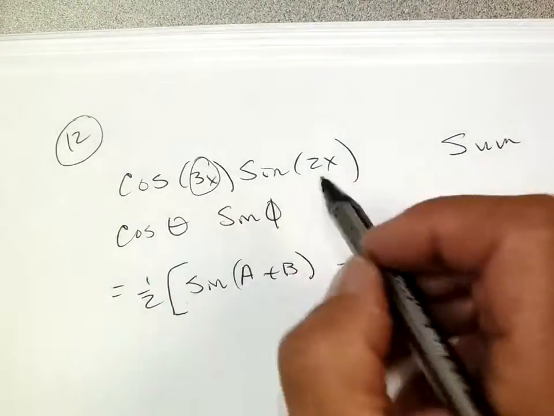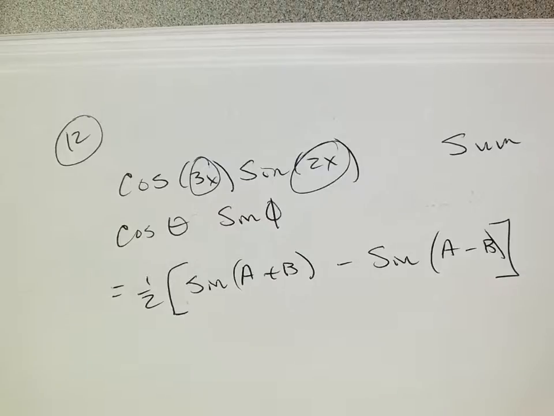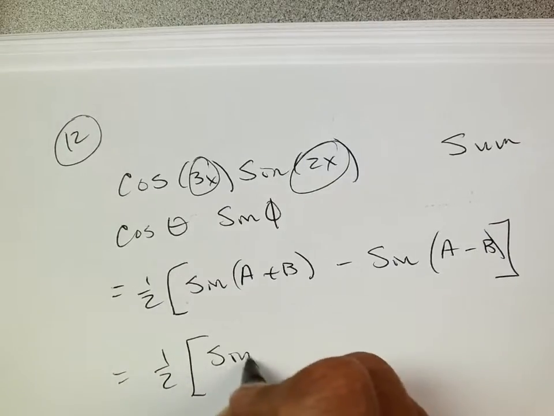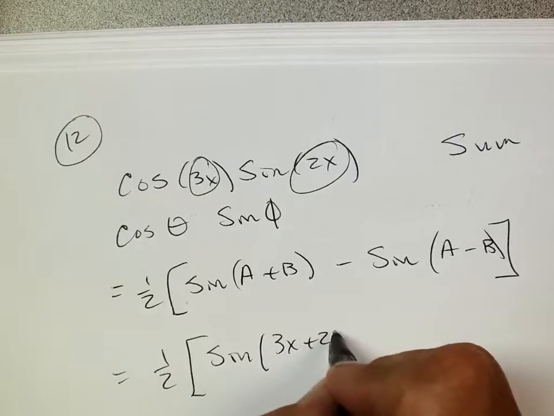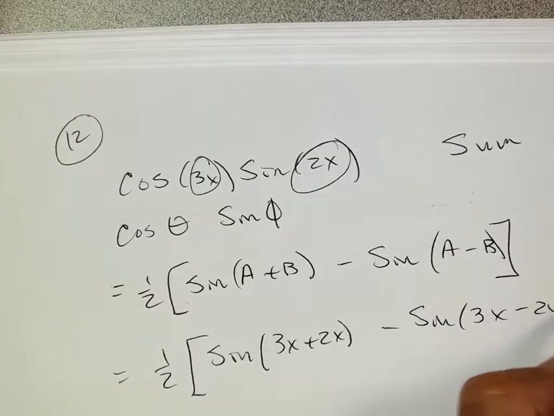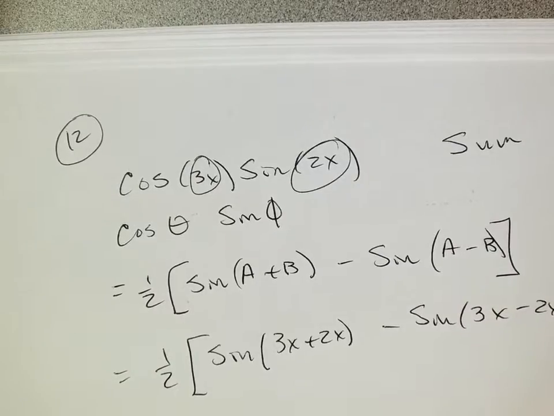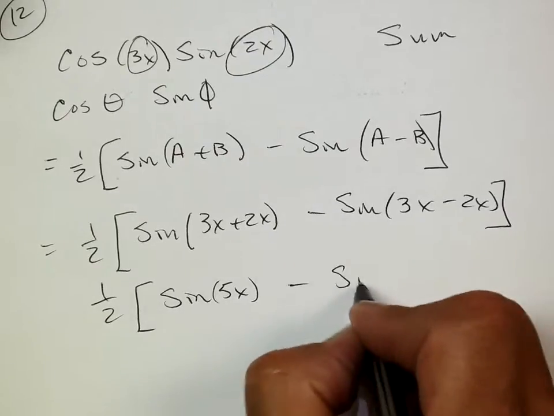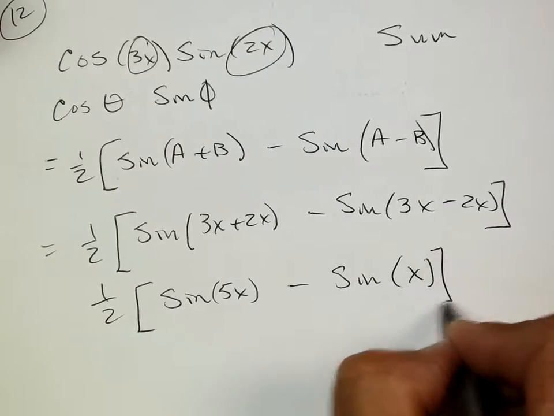I will just throw 3x in and 2x in and get her done. Half bracket sine of 3x plus 2x minus sine of 3x minus 2x, right? I'm just throwing in the 3x and the 2x for a's and b's. That's all I'm doing. 1/2 bracket sine of 5x minus sine of x. There's my answer.